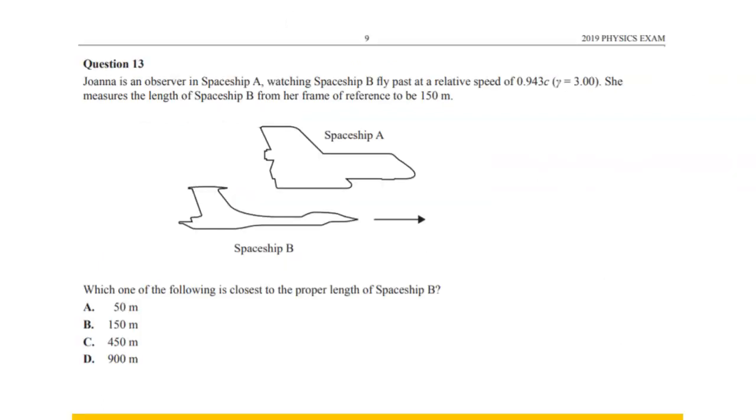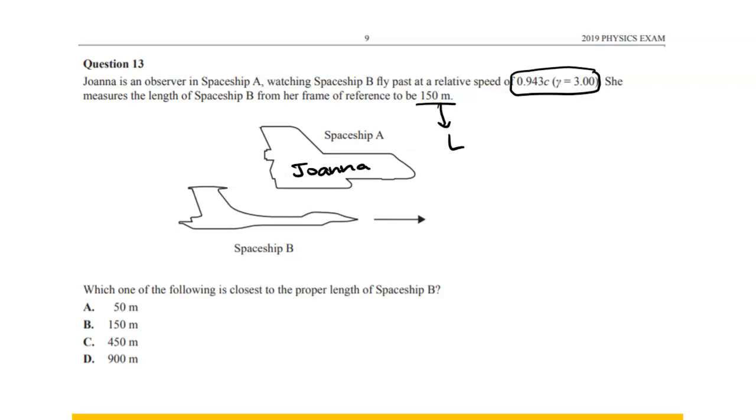Okay, that was the 2019 Northern Hemisphere exam. This is the regular exam here. We've got Joanna is an observer in Spaceship A. Maybe I'll just note that Joanna is here, watching Spaceship B fly by. We're told the relative speed and the value of gamma. She measures the length of Spaceship B from her frame of reference to be 150 meters.